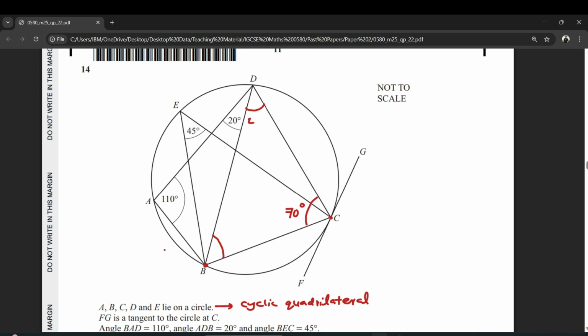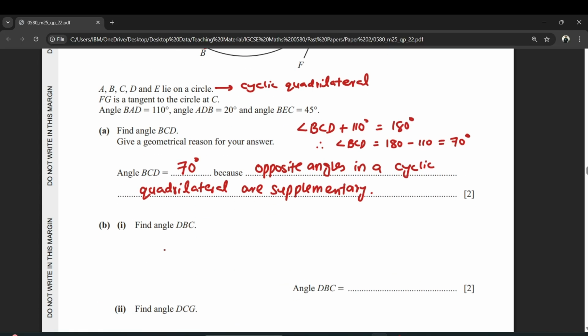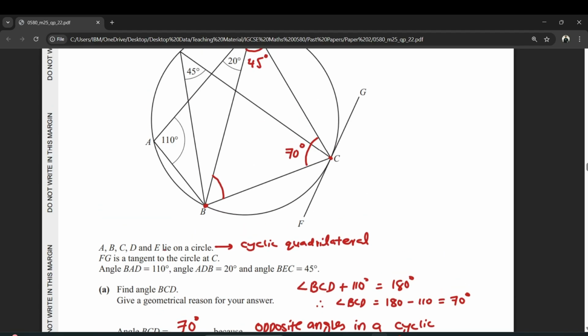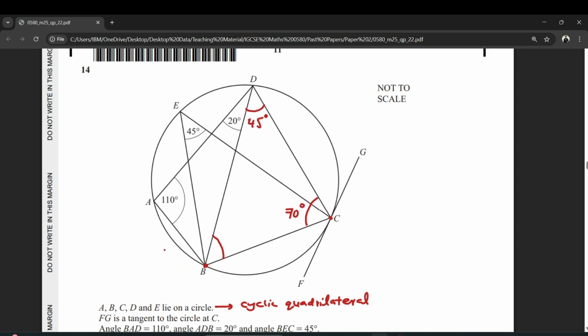So this angle will be equal to 45 degrees. And what is the property based on which we can deduce that? That angles in the same segment are equal. So this will be 45 degrees. Now we can easily find this angle. BCD is a triangle, and I already have two angles within the triangle, so I can find the third one.